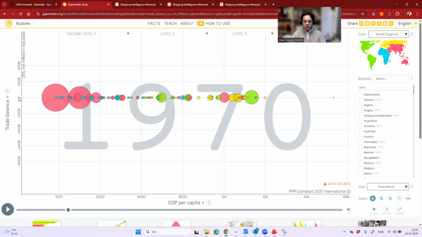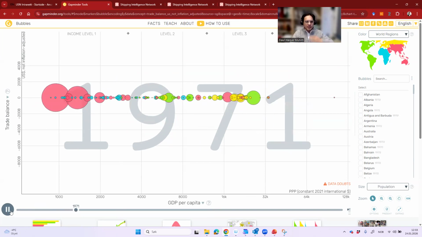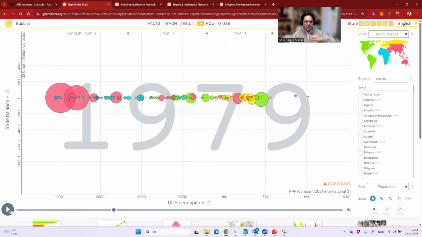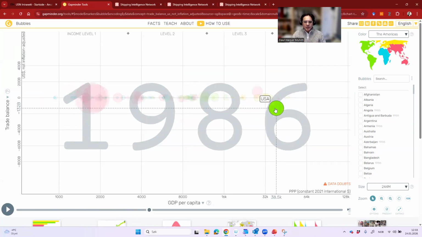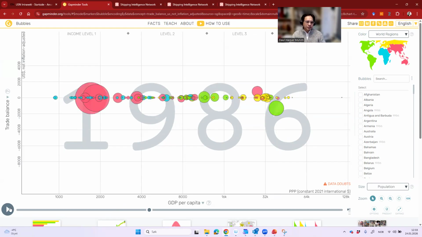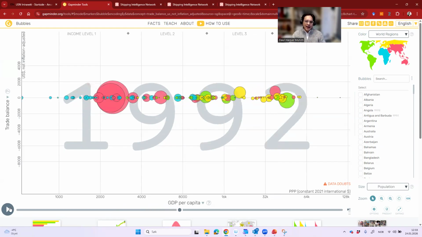Zero means you are in balance, right? Zero means you don't have much deviation between your export and import. So here we see in the 1960s, many of the countries are in balance. Then it's moving a little bit from time to time, right? And then you suddenly see that one country is dropping a bit, right? This is USA. It starts to drop in 1986. Then it goes back up again.